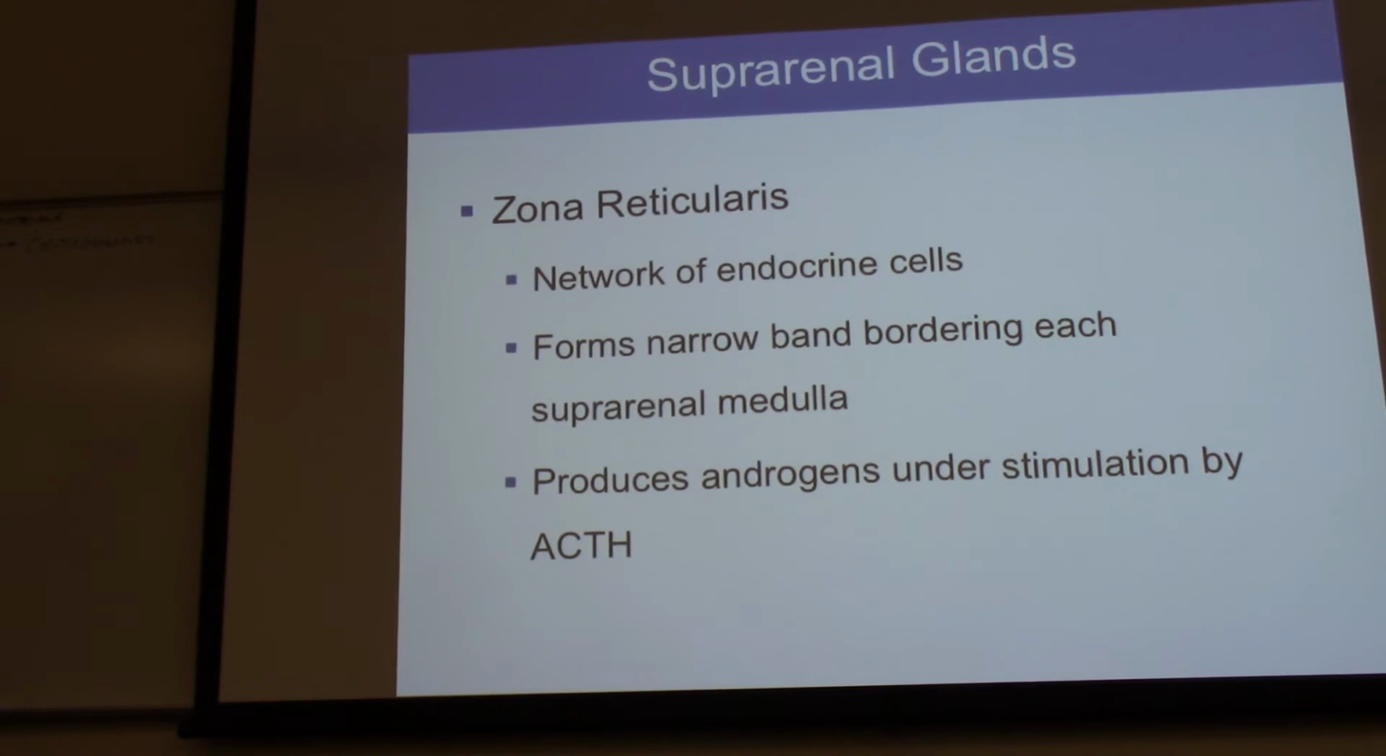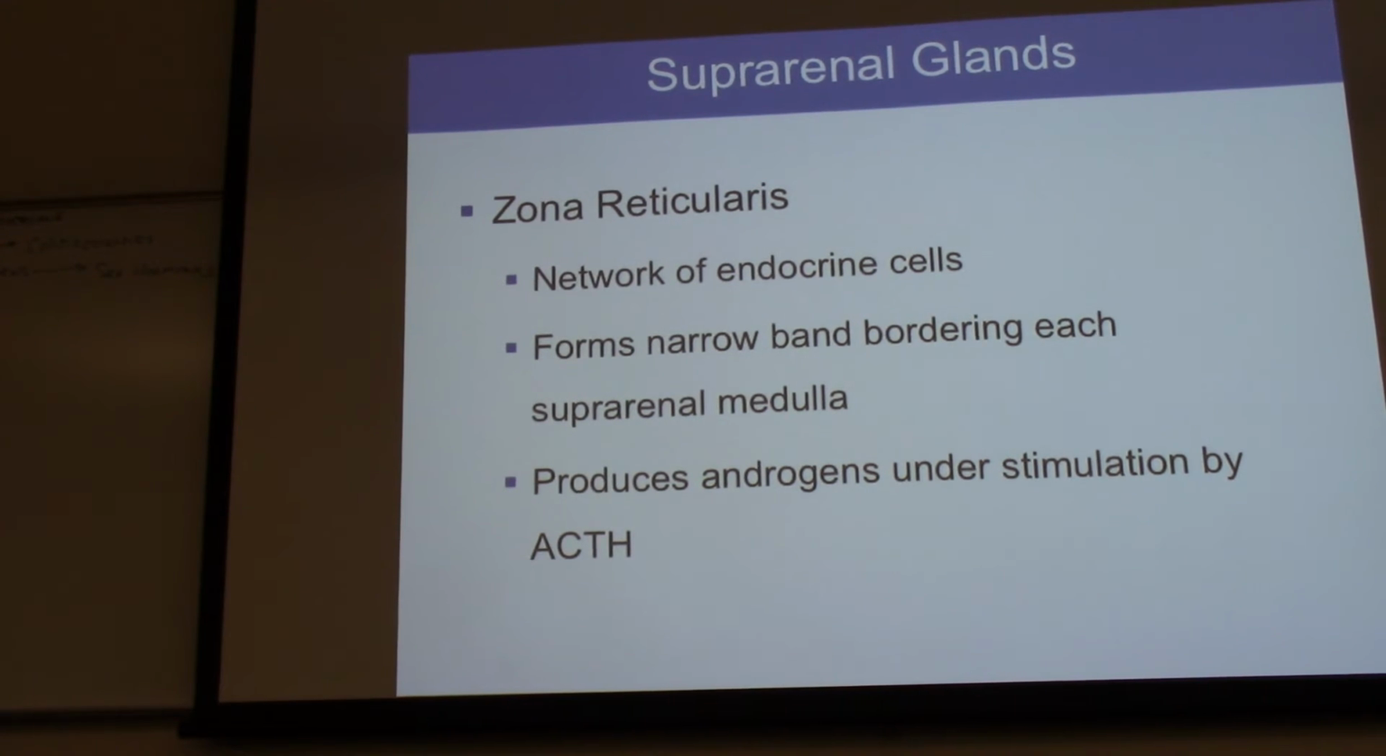So the zona reticularis is a pretty narrow piece right here, right up next to the medulla, and it produces androgens. So it produces androgens, and androgens are sex hormones. Okay? They get stimulated by ACTH as well. ACTH is the hormone released by the pituitary that makes them secrete as well.